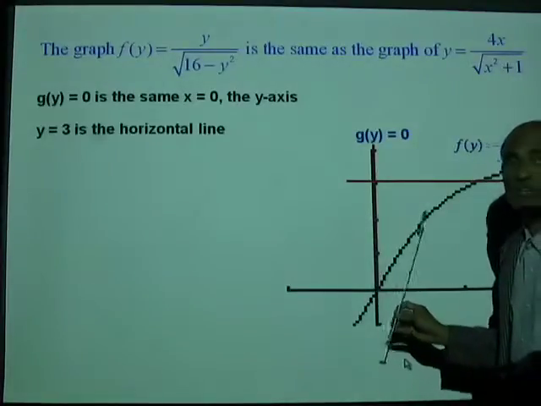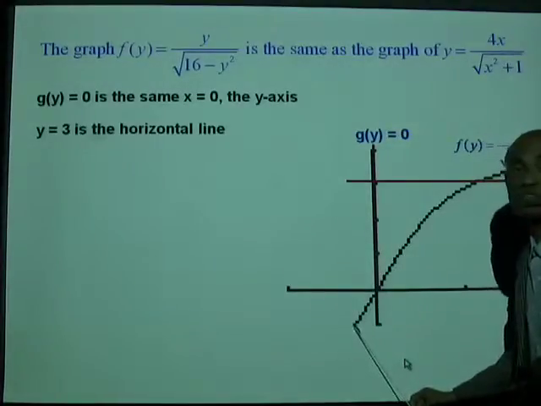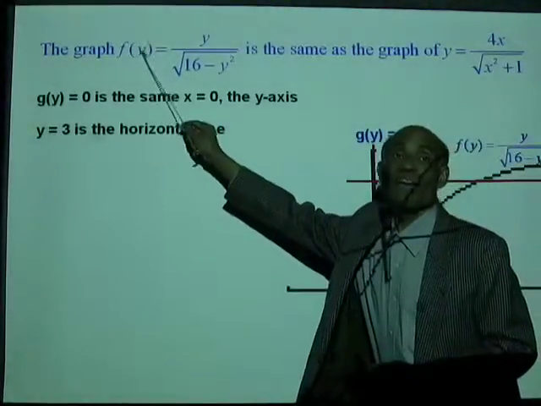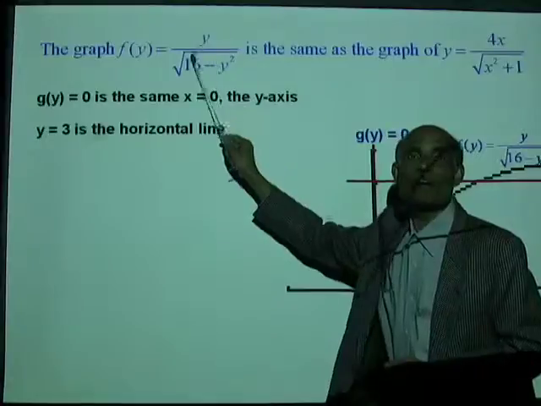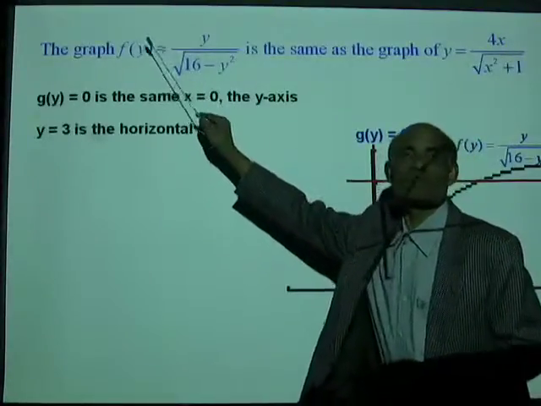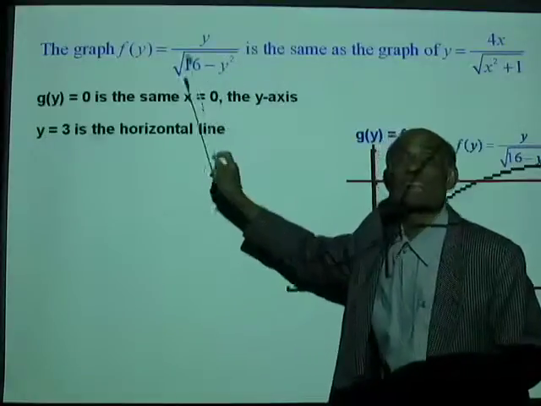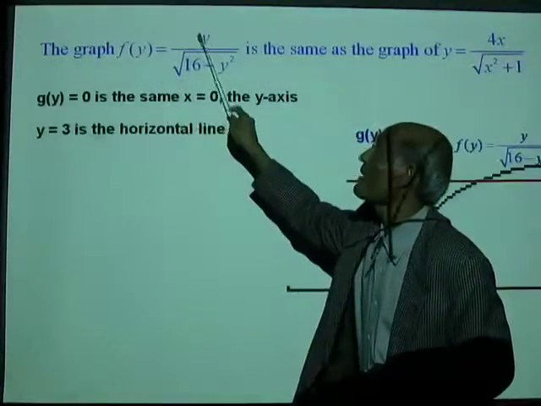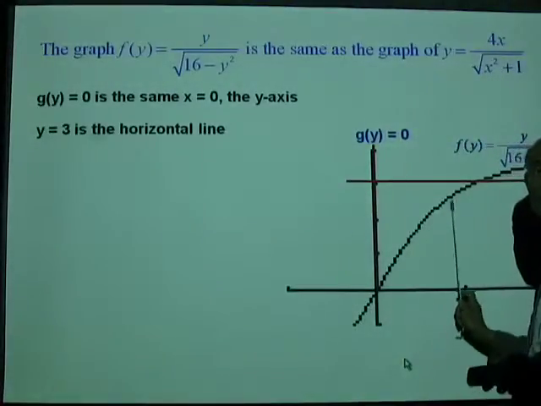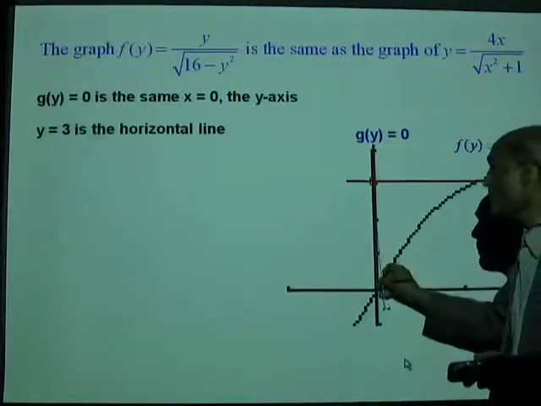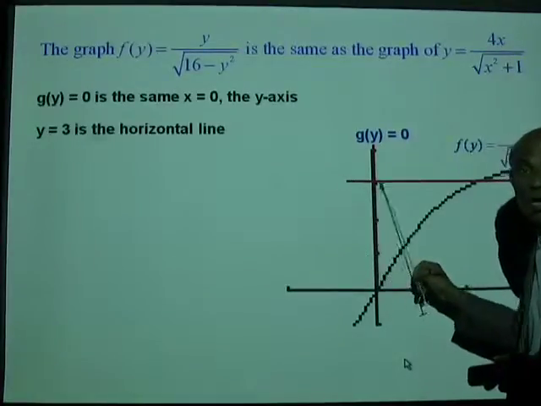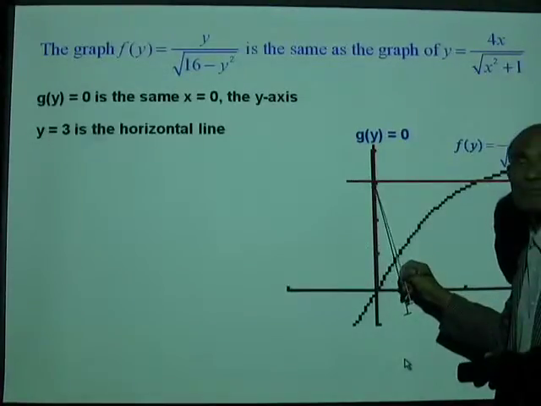So, look at the area that we need to find. We need to find the area enclosed by the graph of x equal to y over square root 16 minus y squared. Look at the way I read it. In place of f of y, I read it as x. X equal to y over square root 16 minus y squared. That is that graph. F of y equal to 0 means x equal to 0 and y equal to 0.